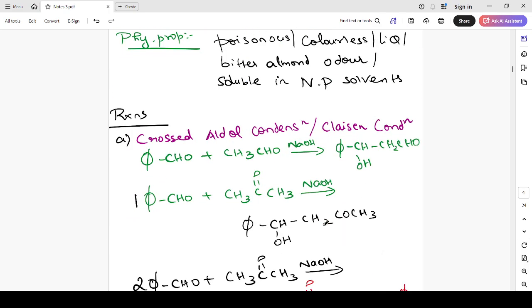We are discussing the properties of the aromatic aldehyde here. It is poisonous, colorless, it's a liquid. It has a bitter almond smell. This comes very prominently in the paragraph statement. There is an organic compound which gives a bitter almond smell. Certain characteristics regarding the color, the odor, the texture are a must. It's very characteristic, so we have to definitely remember it. Of course, it is soluble in non-polar solvents. We know that.